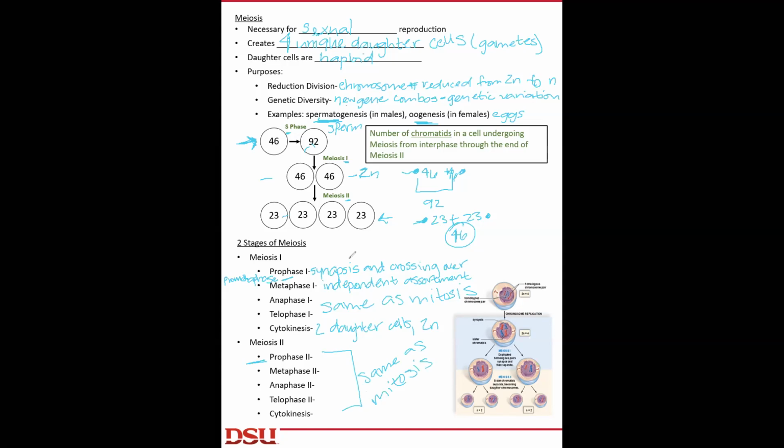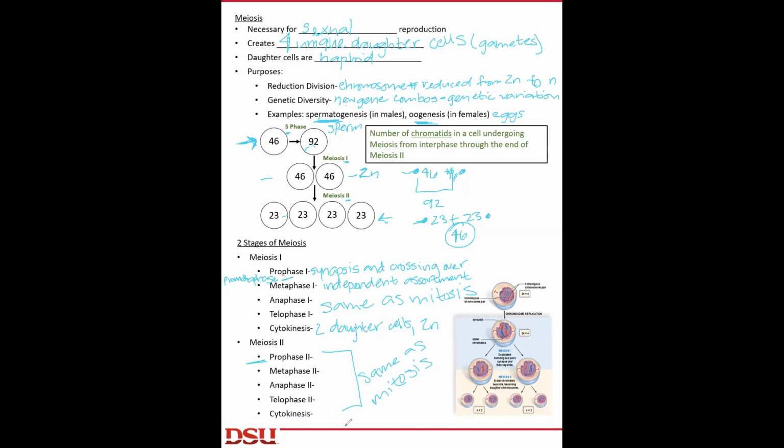Notice that synapsis, crossing over, independent assortment, we're not seeing that happen again here. These are just things that you see during prophase 1 and metaphase 1 of meiosis 1. So if you were ever to get that question on a test, where does crossing over happen? You've got to make sure that you're selecting prophase 1, meiosis 1, because if you put prophase 2, meiosis 2, that's wrong. Okay?